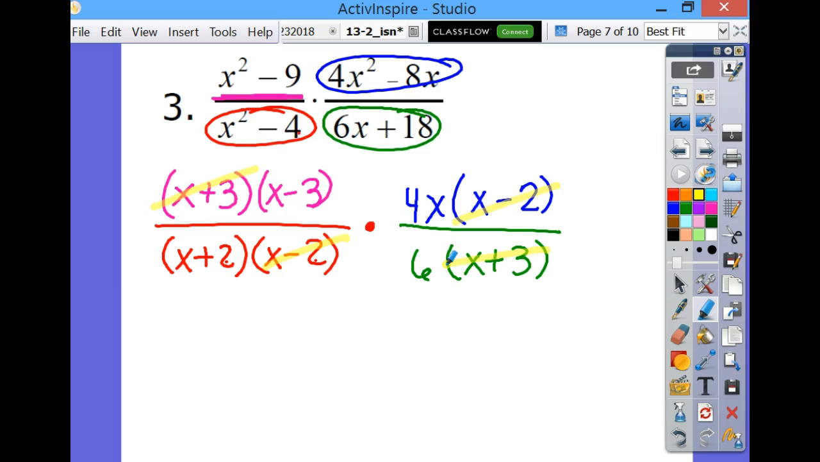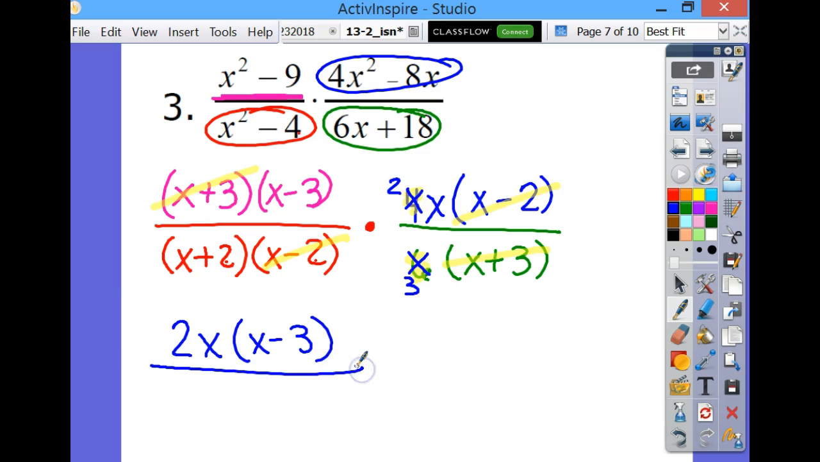4 and 6 both divide by 2, so if I divide these by 2, 4 divided by 2, 2 times, 6 divided by 2, 3 times, and so that cancels out. Okay, what do we have left on the top? We have a 2x and an x minus 3. On the bottom, we have a 3 and an x plus 2, and it's traditional to put your whole numbers in front of the term that has a parentheses.